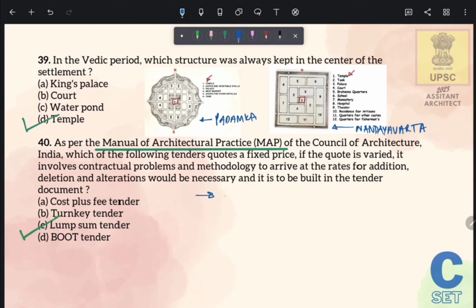So as I already told you, this manual of architecture has 5 volumes. The first volume talks about the guidelines for architectural practice.